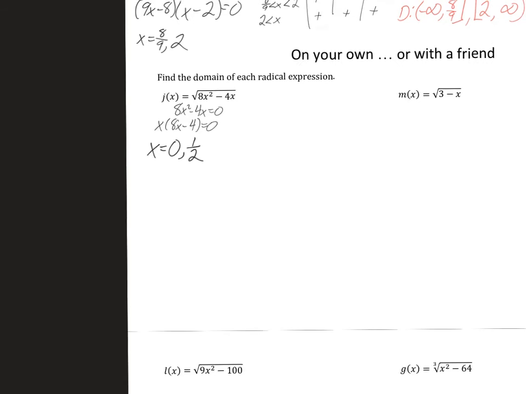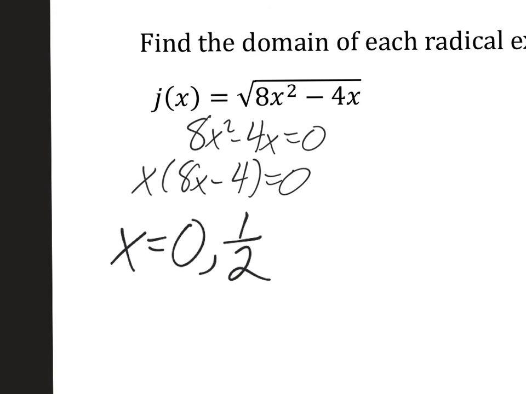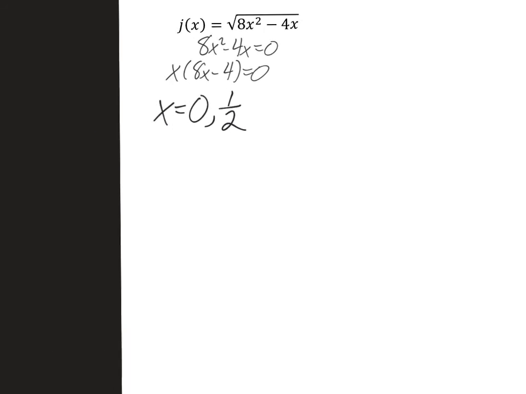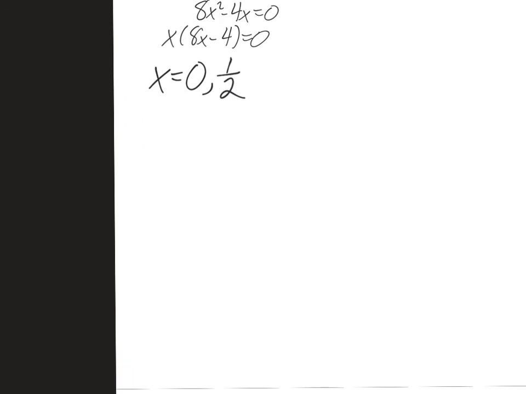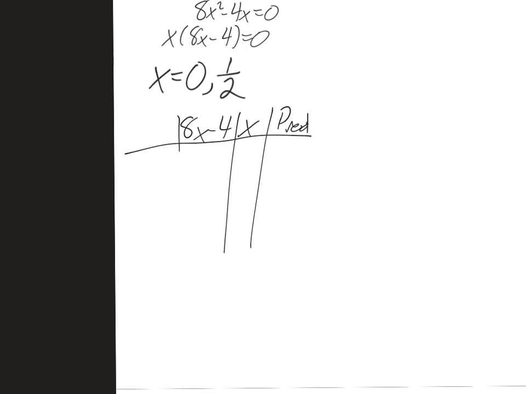So looking at this problem, they both have x's. So I went ahead and pulled out the x. So I just had x times parentheses 8x minus 4. And then I just had to solve 8x minus 4 equals 0, which means x equals 1/2. Now that we have that, we can do it just like we were before. So I have 8x minus 4, and I have an x. I have my product. I'm going to go ahead and draw all those lines.